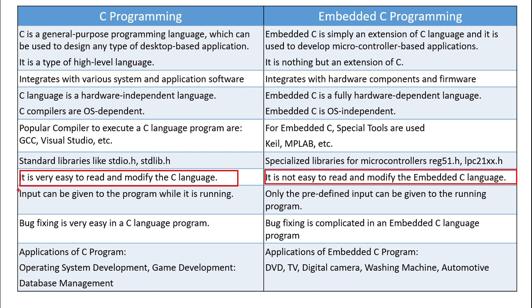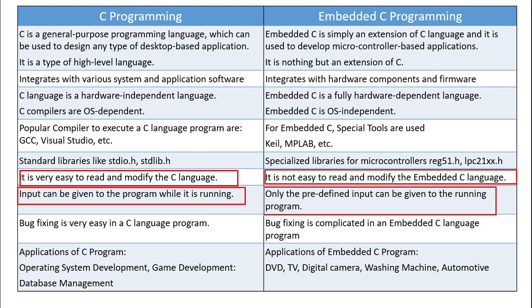And the next point, if you see here, the inputs can be given to the program at any time and however we want. Input can be given to the program while running. So while running only we can give the input, but in embedded C, it is not possible. Only predefined inputs can be given with the running program. So we cannot randomly give however we want. Okay, so that is the difference between C and embedded C.